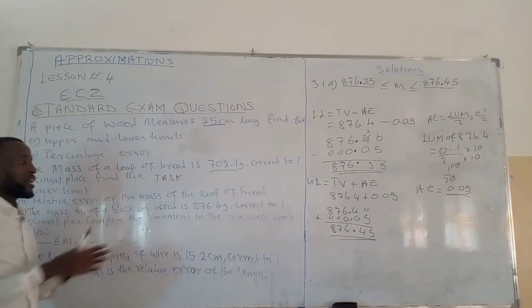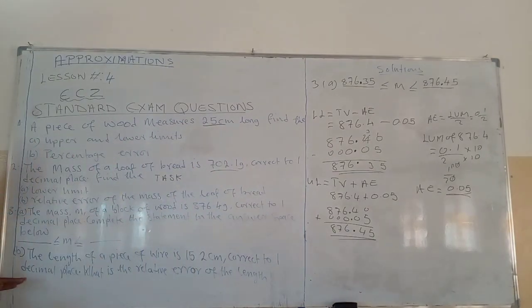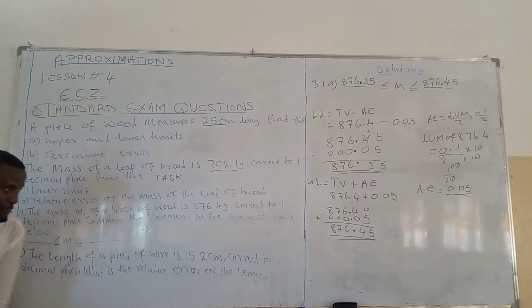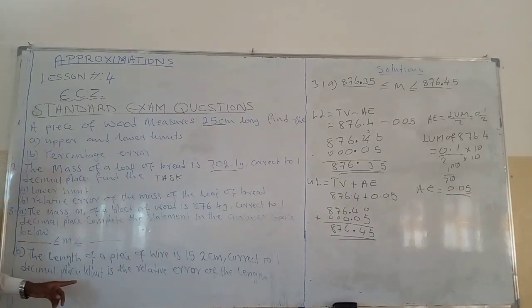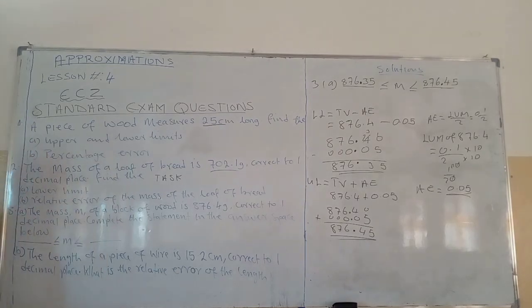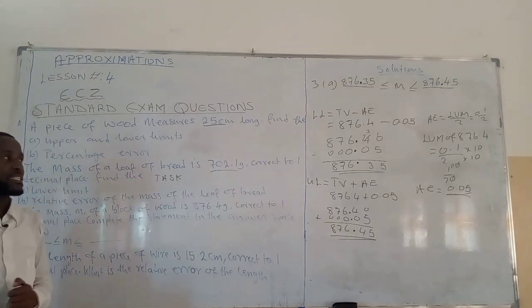Okay, so we shall end here for this video. But for this question B, the length of a piece of wire is 15.2 centimeters, correct to one decimal place. What is the relative error of the length? Now, relative error, we know the formula that we need to apply. The same applies with this one. I will let this be something that you work out yourself.